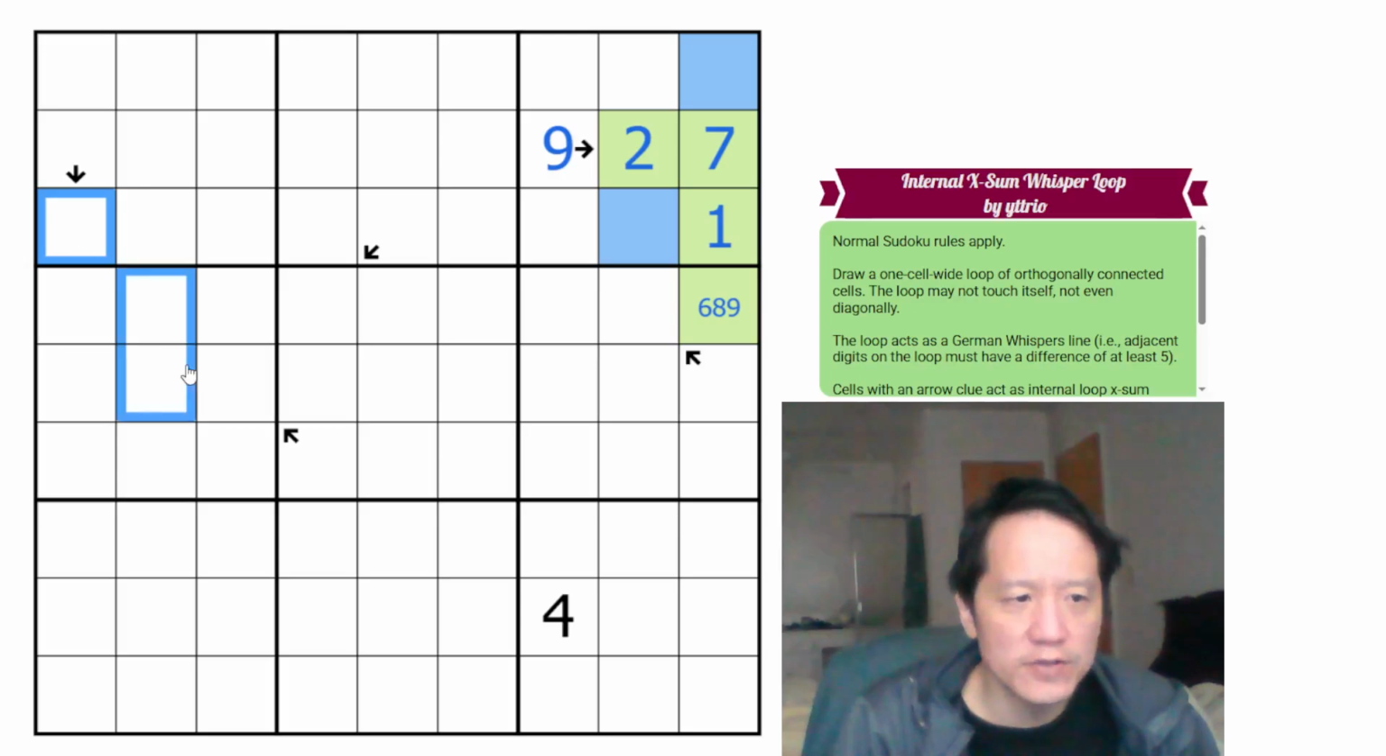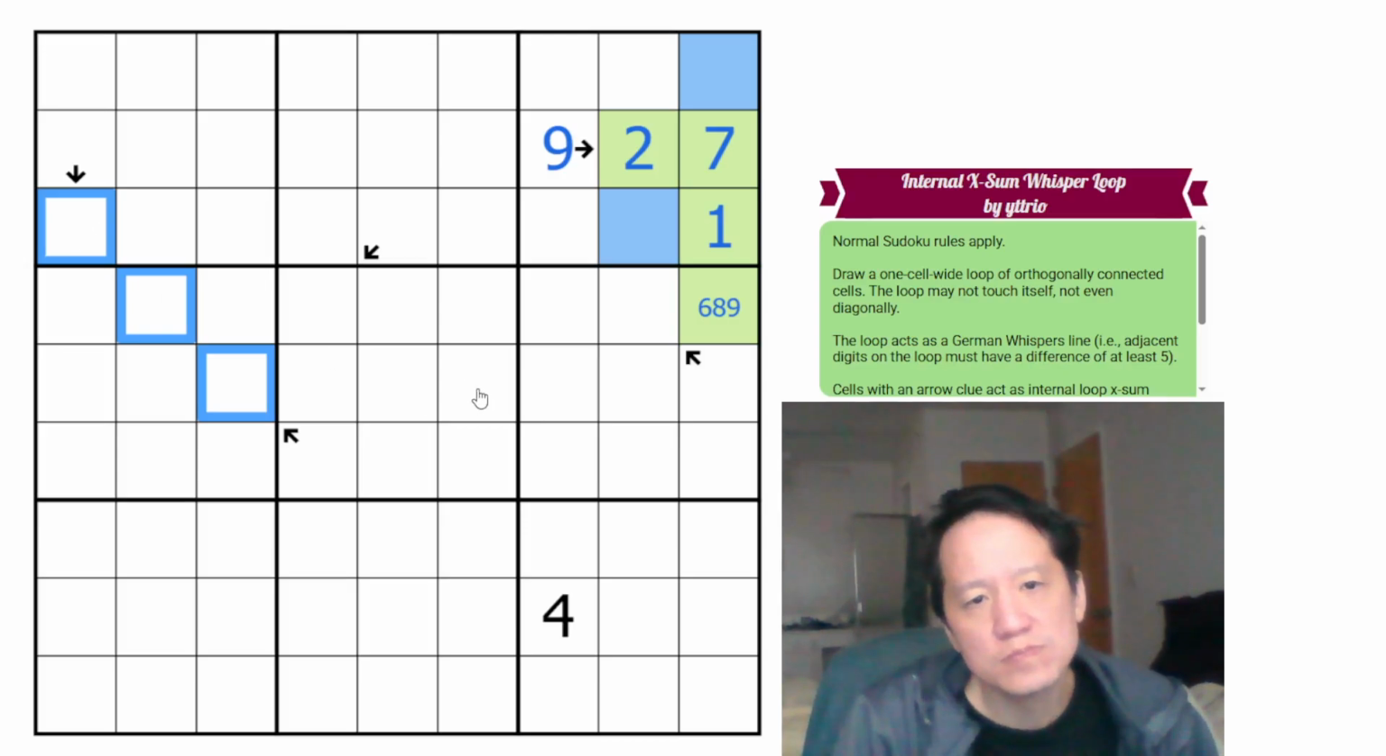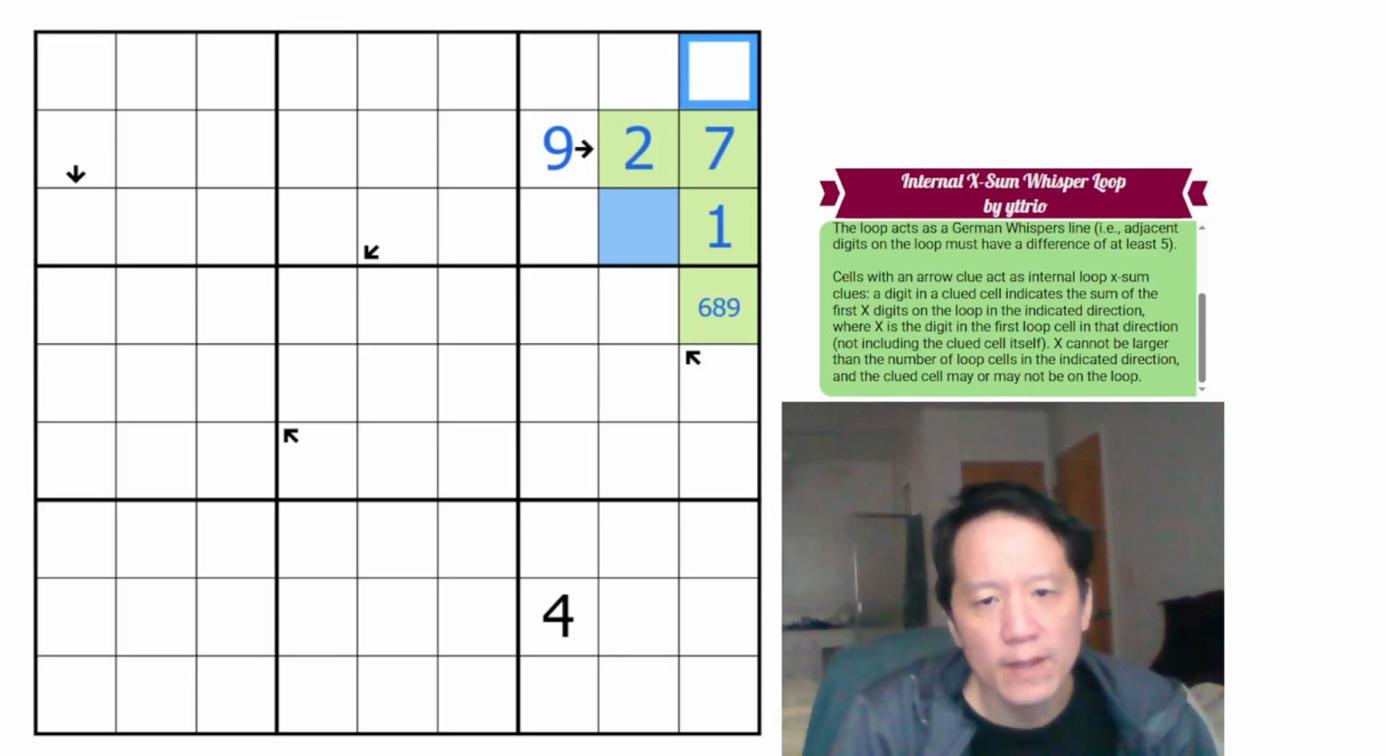This we need to find either 1 or 2. If it's 1, it could be here or here. If it's 2, it could be here or here. If it's 3, it has to be here. I'm going to mark the ones that are not on the loop as pink. And I'm going to mark the lows as blue and the highs as red.